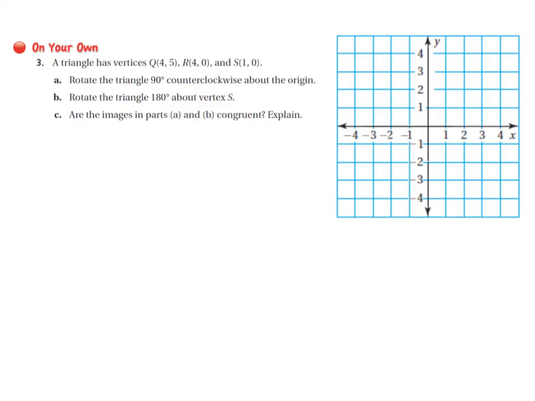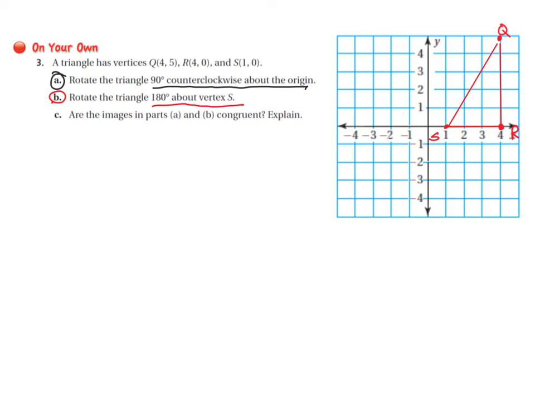Okay, it's your turn to practice. We've got triangle QRS, plot that. Then you're going to rotate QRS 90 degrees counterclockwise about the origin. Then you're going to do a second transformation, still to the original triangle QRS. Rotate that triangle 180 degrees about vertex S. Pause the video and then unpause it to see the answers revealed.